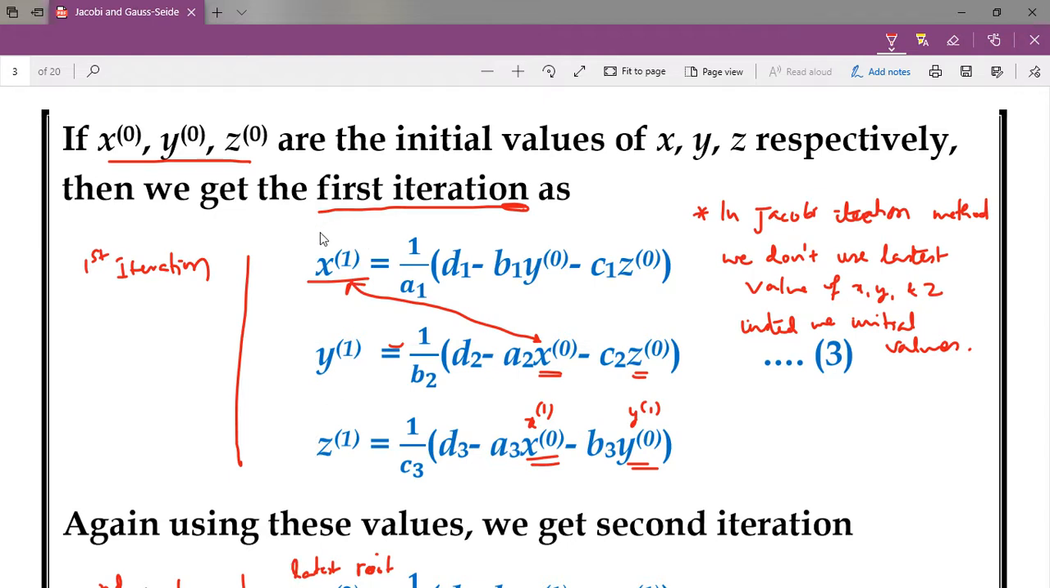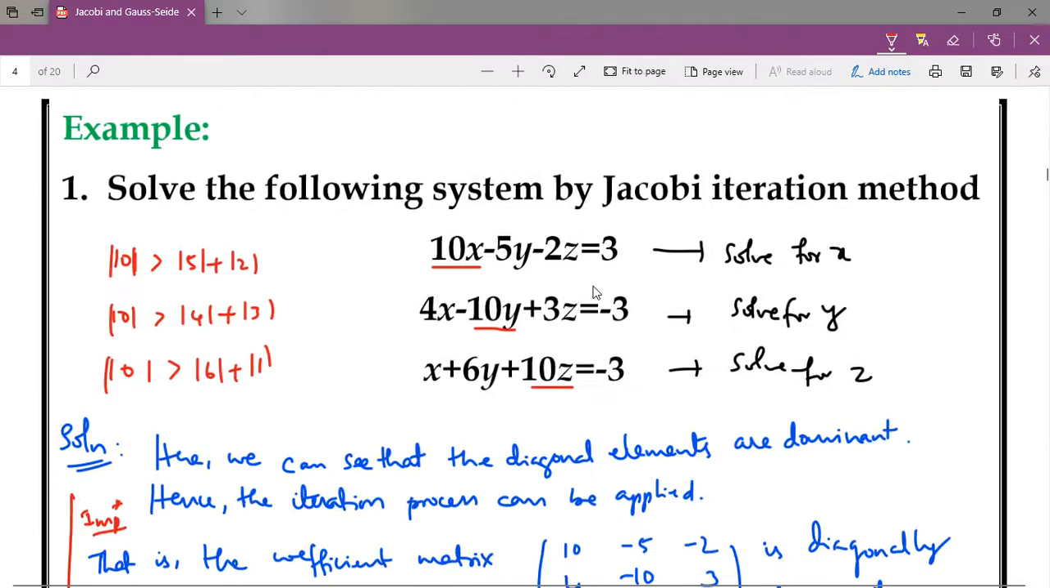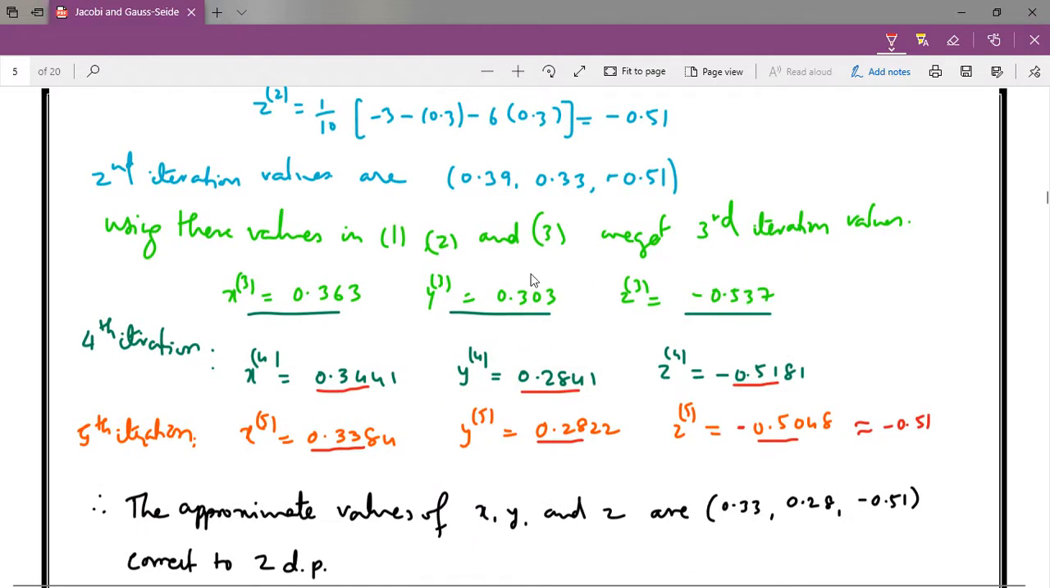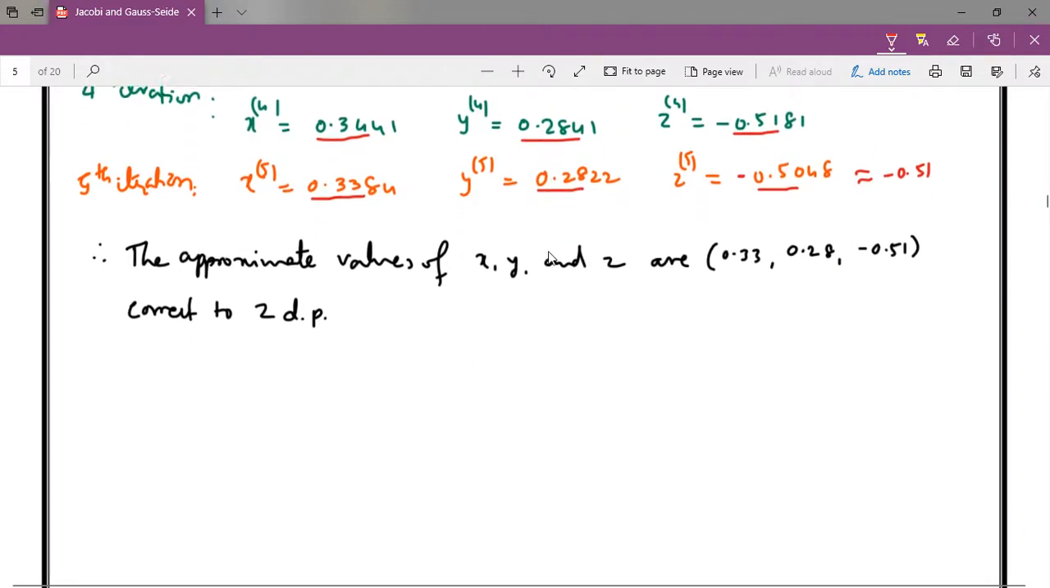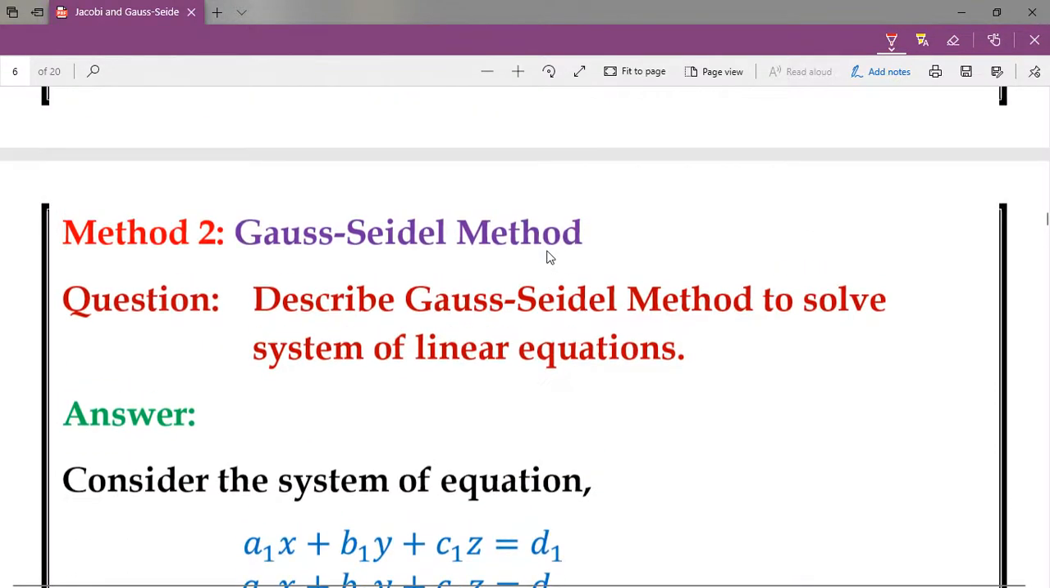So whereas if you use the latest root, that is x1 in finding y1, and x1 and y1 in finding z1, then it is going to be the Gauss-Seidel method, which we are going to do now. Okay. So I hope the Jacobi iteration is clear, where you use the initial values to find all x, y, z. So now we are going to take one more method, that is Gauss-Seidel method.